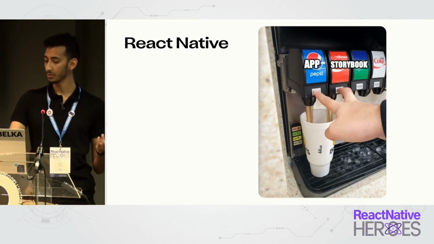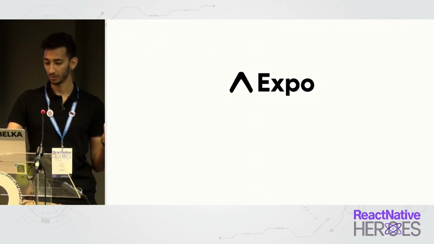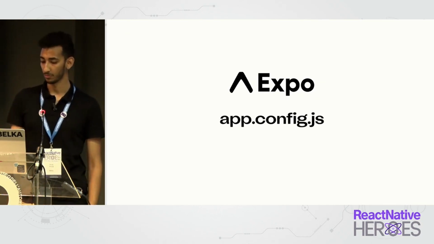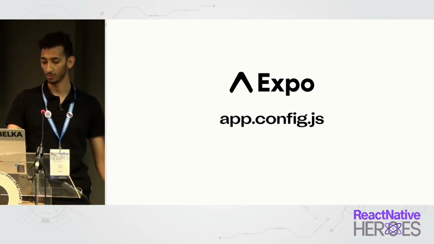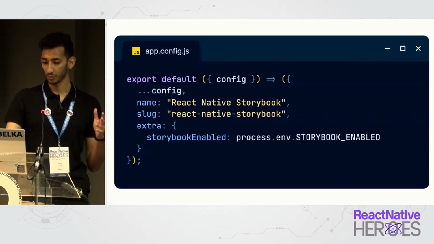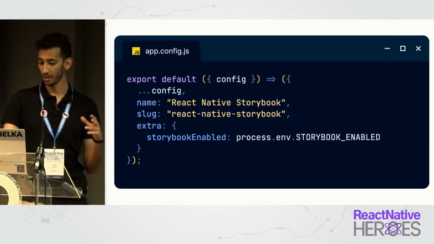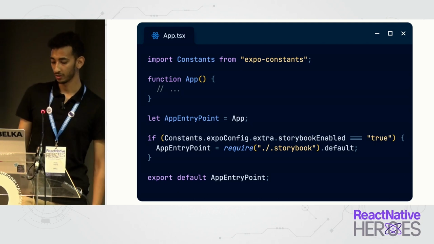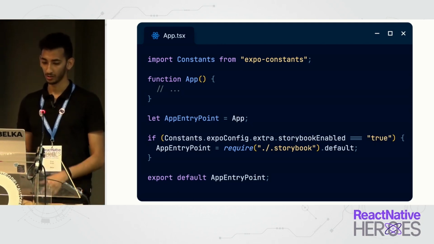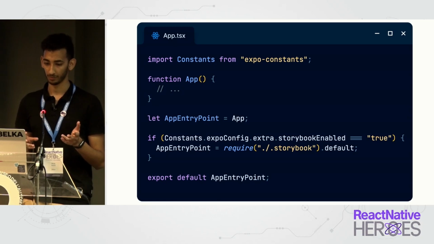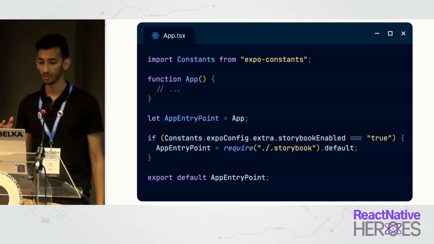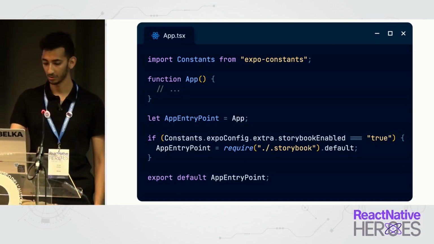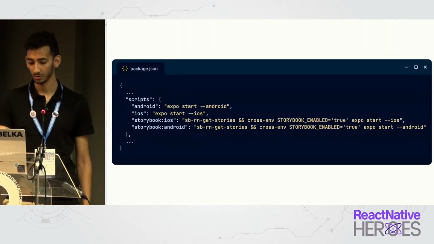Considering we are using Expo, there is a configuration file called app.config.js where we can put some constants that we can use in our app. In this file, we set the Storybook enabled constant to the value of the environment variable, in this case, Storybook enabled. In this way, using the Expo constants package, we can check the variable and determine whether to render Storybook or our app just by changing the entry point. So we render Storybook if the variable is true.